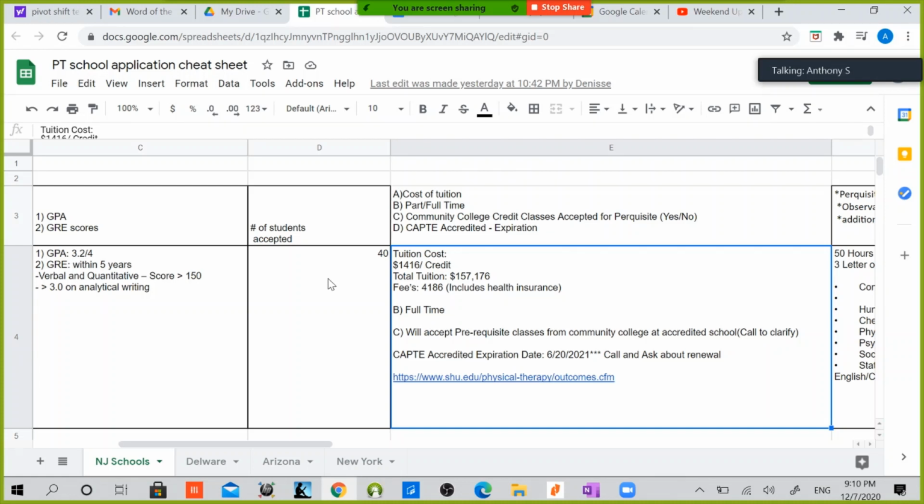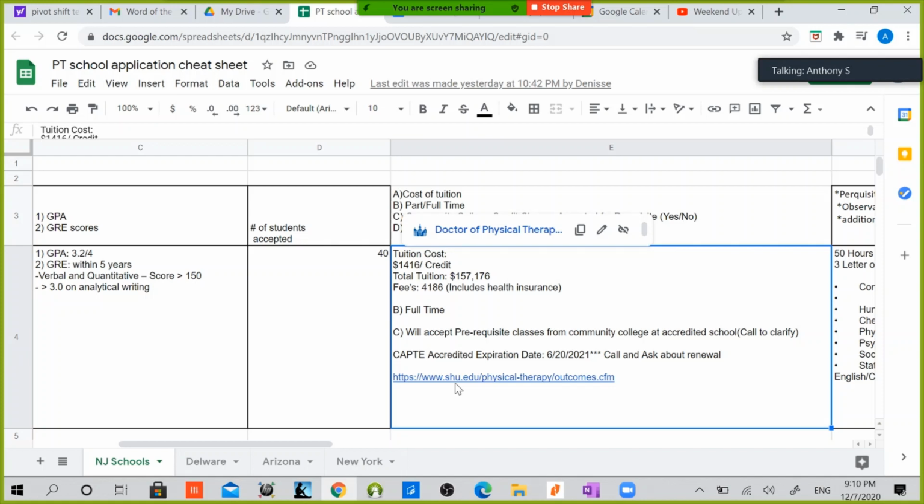Excuse me, the one thing that will be added, and what you guys will add, is important: the CAPTE accreditation expiration. When you take your board exam, you need to be accredited. Your school has to be accredited by the time you take that exam. Do not risk it when you're applying, knowing that your school is not accredited. There have been several instances where I've heard of different universities that have a PT program but are not accredited.